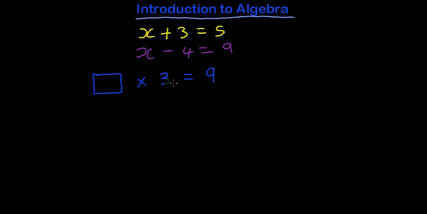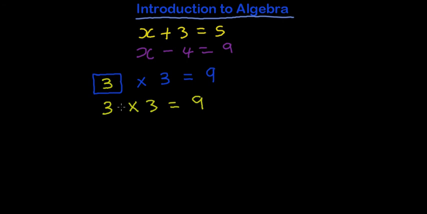The missing number, if we're to guess, what can we multiply by 3 that is going to give us 9? We know it is 3. 3 times 3 will give us 9. So the missing number is 3.